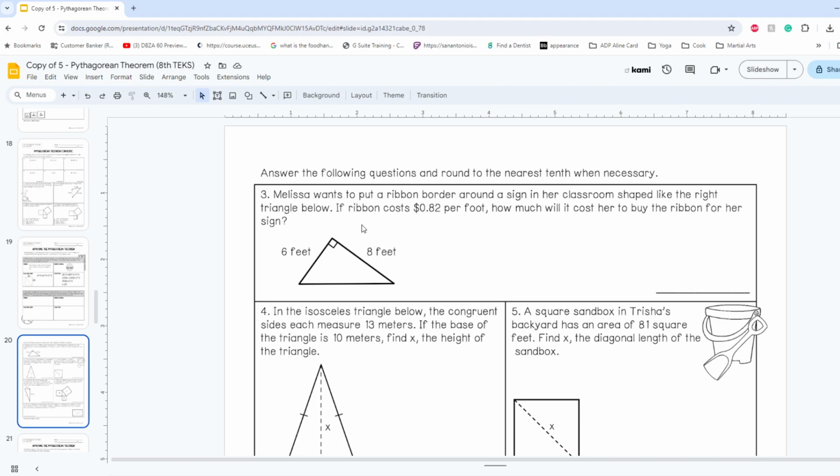So answer the following questions and round to the nearest tenth when necessary. Let's look at this number 3 together. Melissa wants to put a ribbon border around the sign in her classroom, shaped like a right triangle. If the ribbon costs 82 cents per foot, how much will it cost her to buy a ribbon for her sign?